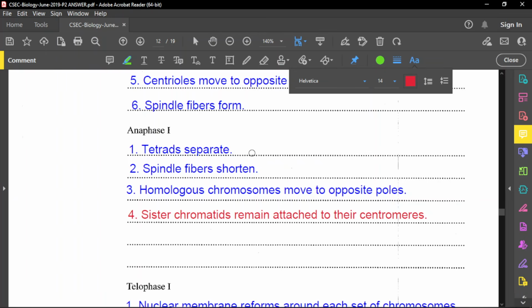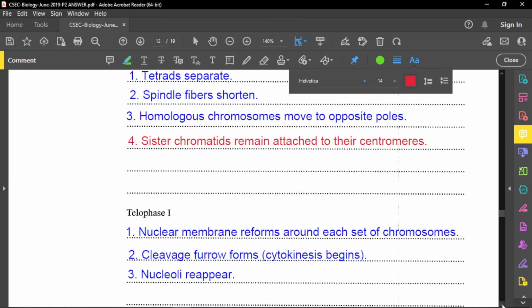All right, and at this point you have exchange of genes already taking place. The spindle fiber will become shorter, and because of the shortness of the spindle fiber, the homologous chromosomes will move to opposite poles. And then point to note here is that sister chromatids remain attached to their centromere. So you're not going to have chromatids moving to different poles, as in mitosis, 2 different things, all right?